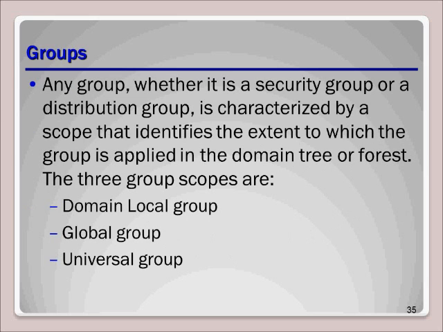Any group, whether it is a security group or a distribution group, is characterized by a scope that identifies the extent to which the group is applied to the domain tree or forest. The three group scopes are domain local group, global group, and universal group.